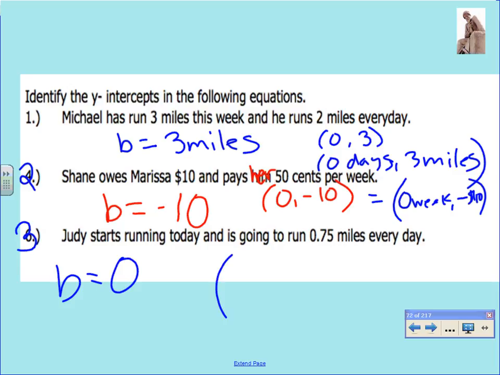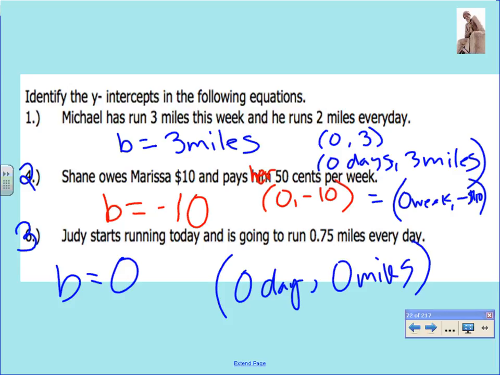Let's now take that and write that as an ordered pair with labels. We'll skip the normal ordered pair part here. So who can tell us with labels, 0 what, comma, 0 what? Andy. Good. At day 0, she has run 0 miles. Questions on that or any of those?